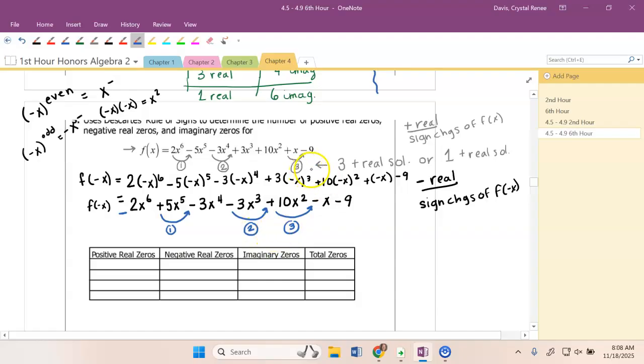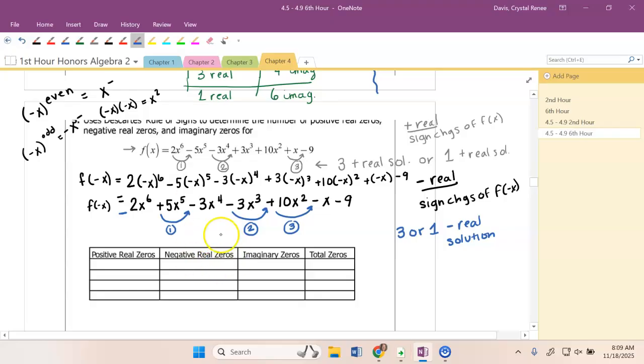So just like our positive real solutions, we can say there's 3, or less than that by an even number, so 2 less, or 1 negative real solution. We're guaranteed 1. We know we don't have 2. We could possibly have 3.